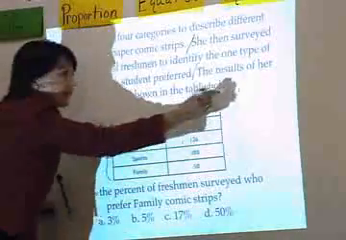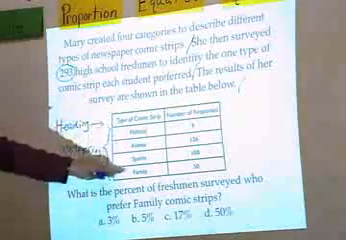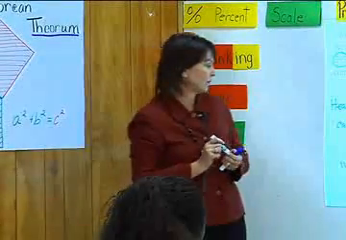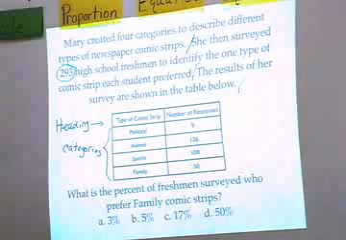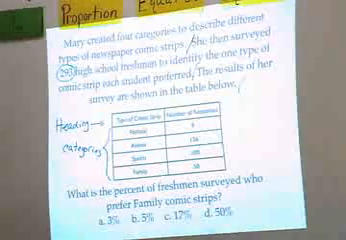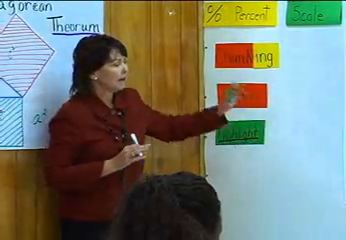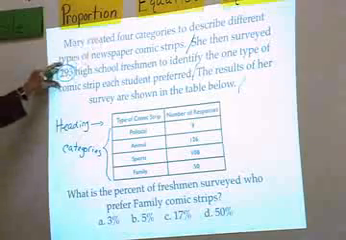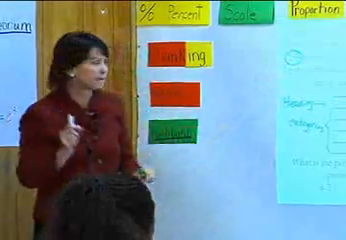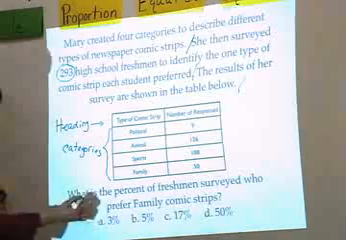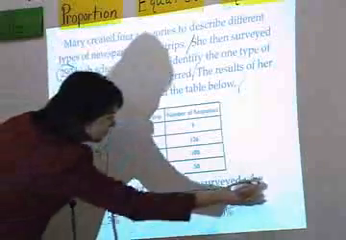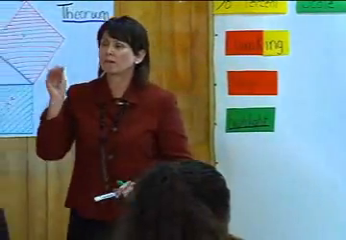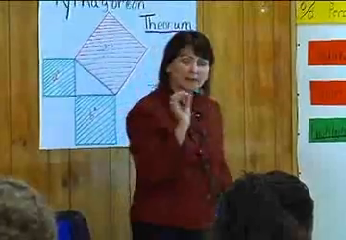Okay, I'm going to chunk and I'm going to stop. I'm going to pause. Now I'm going to look with detail. Make sure I understand what the graphic is. Then I'm going to read the question. What is the percent of freshmen surveyed who prefer family comic strips? This is where we're going to highlight. I really want you to be an active reader. As we're reading through, we're circling numbers that we see important, words that we see important, and we're going to underline the question. What is the percent of freshmen surveyed who prefer family comic strips? Okay, we want to make sure we're clearly answering the question that's being asked. So we're going to underline the question.